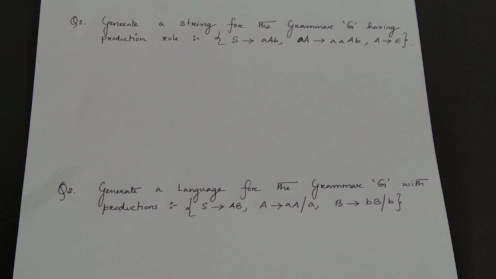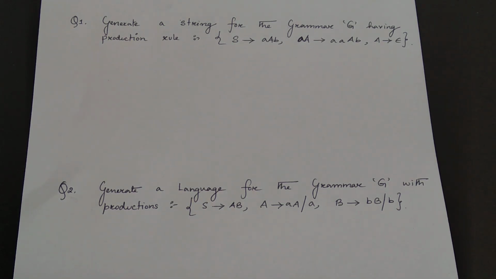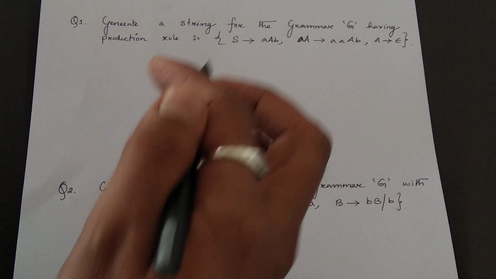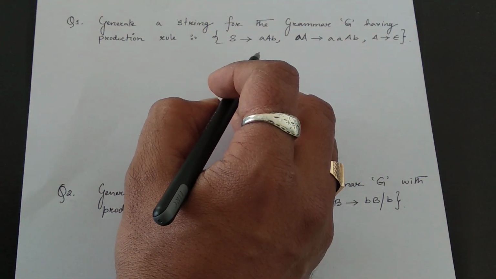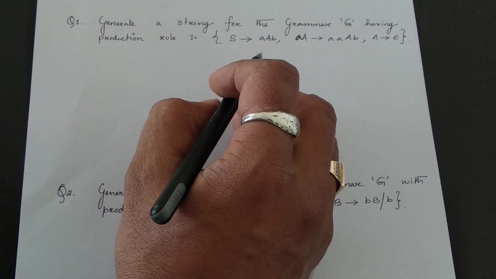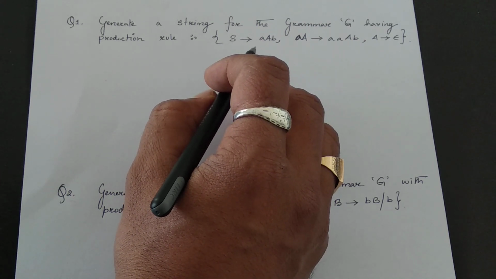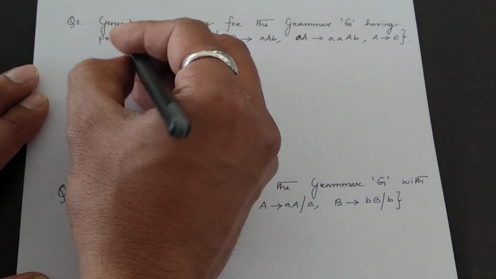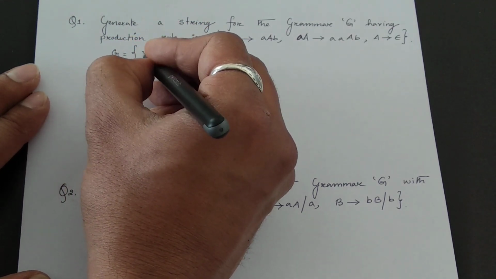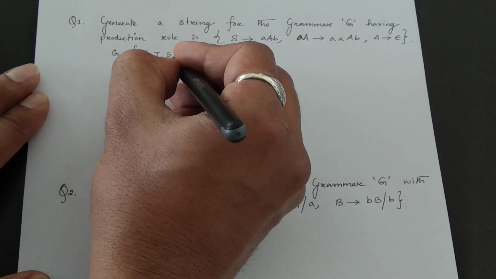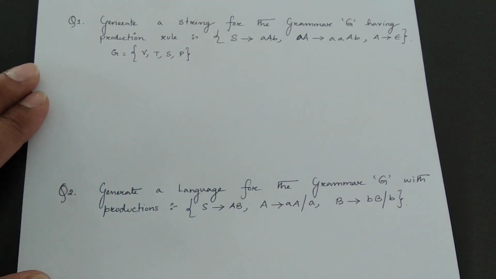Here they have asked to generate a string for the grammar G. The grammar is given to you with only the productions. Productions means of the form alpha tends to beta, correct? Now let me write down the grammar for this. The format of a grammar is G equals (V, T, S, P). This is the format, right?